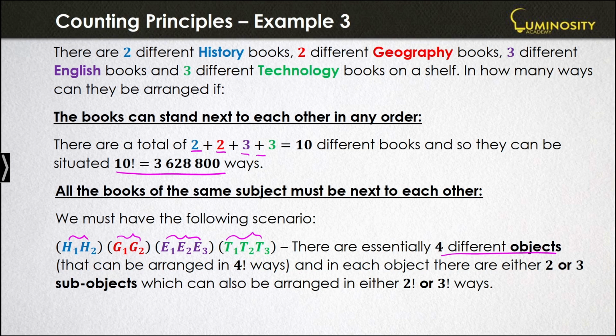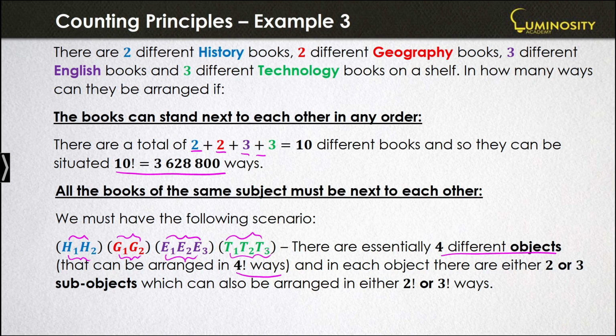You can think of the 2 history books together being one object, the 2 geography books together being one object, the 3 English books together as one object, and the 3 technology books together as one object. How many ways can you arrange these 4 objects? There are 4 factorial ways to arrange them. But in each object, there are sub-objects: 2 in this one, 2 in that one, 3 in that one, and 3 in that one. Those can also be arranged within each object, so there's a 2-layer deep way that we can arrange these objects.